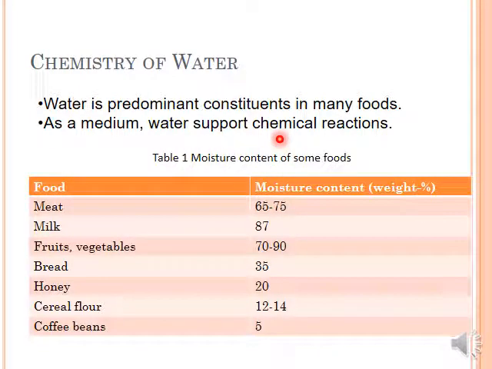So what is moisture content? Moisture content is when you press any food, the water that comes out of that particular food is the moisture content. Normally we use a percentage basis. Food like meat or milk as well as fruits and vegetables will have a high percentage of moisture content, as you can see here. Drier food like flour and coffee bean will have less moisture content. Intermediate, you can say honey will have 20% moisture content, as well as bread. Although it looks dry, the moisture content is rather high, 35%.